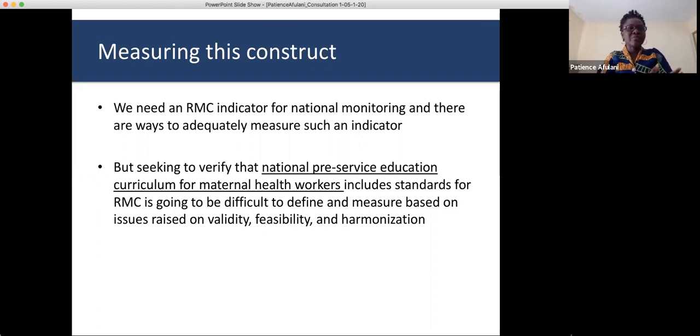And also to mention, this is the only indicator, looking through the other set of indicators, that will involve review of curriculum, but there are some other indicators that focus on presence in national health plans or are based on survey data. And so we could reformulate this RMC indicator to align with those.